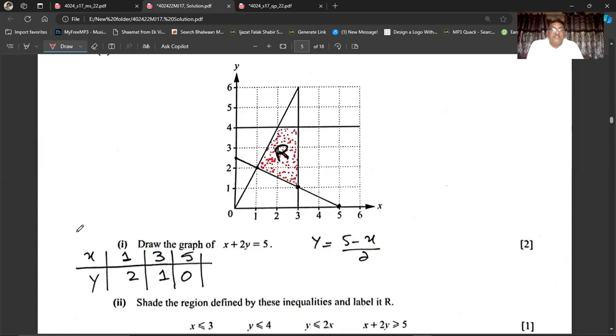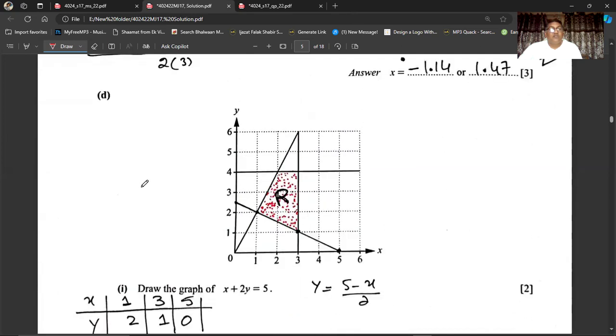When the value of x is 3, you will have 5 minus 3, that is 2. 2 divided by 2, that is 1. So suppose x value is 5, so 5 minus 5 is 0. 0 divided by 2, that will be 0. Now I will plot these points (1, 2), (3, 1), (5, 0) here, and then I will draw that line. So at 1 you have 2, at 3 you have 1, at 5 you have 0. When you join them, you can see I have joined them. This is the line drawn on the graph. This is question number 5.